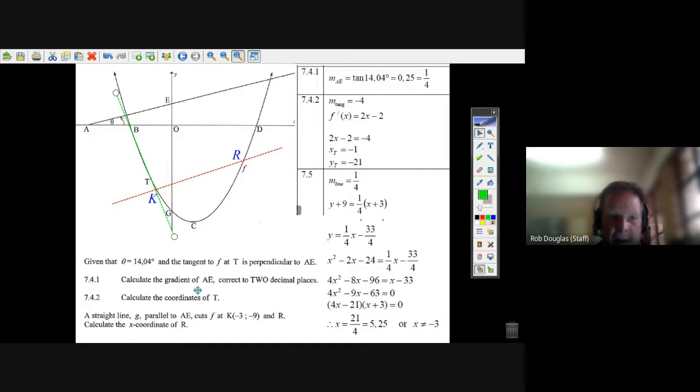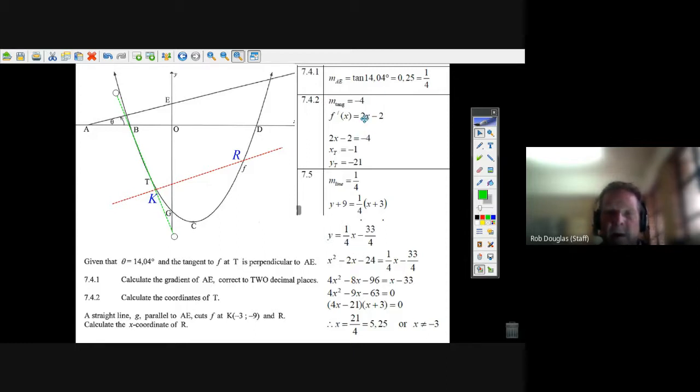You've got that. Now it says, calculate the coordinates of t. Well, where do they cross at t? We know that the gradient of this line right here at t must be -4 because it's perpendicular to the 1 over 4. So all we have to do is turn 1 over 4 upside down and change the sign. You see, the product of those two have to be -1. So you flip it and change the sign. There's the gradient, -4 right there.